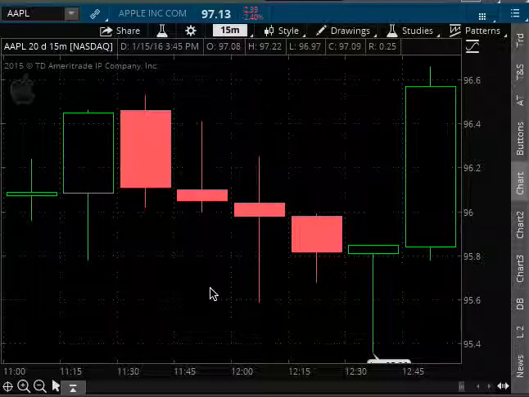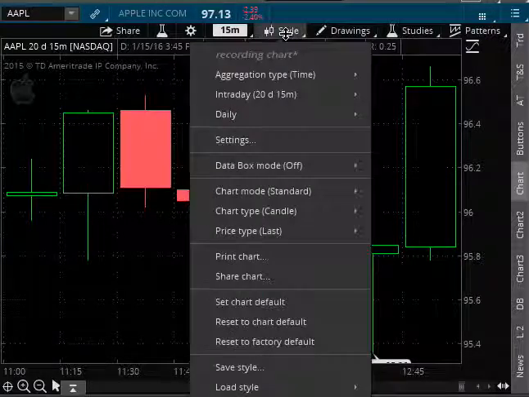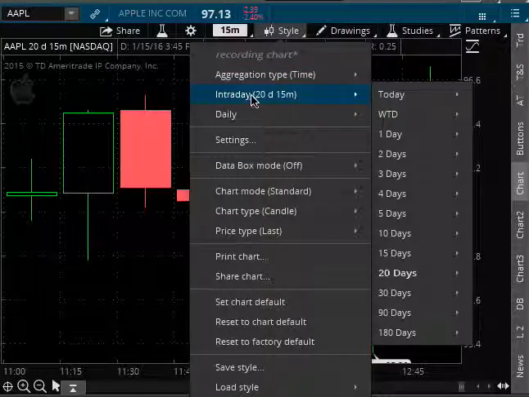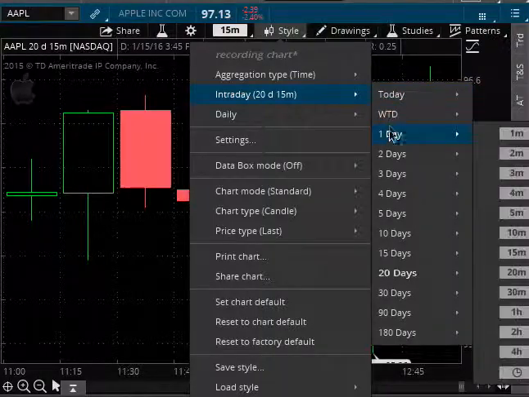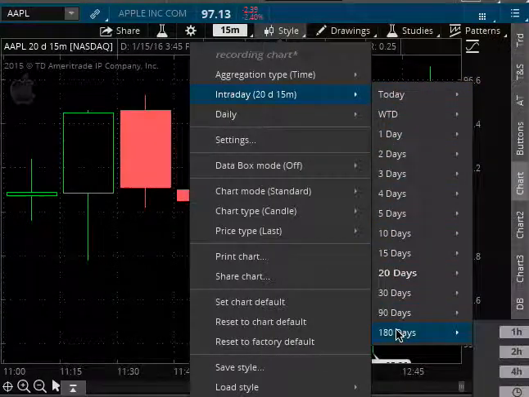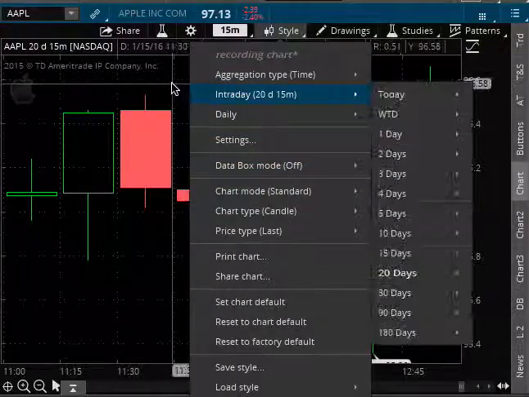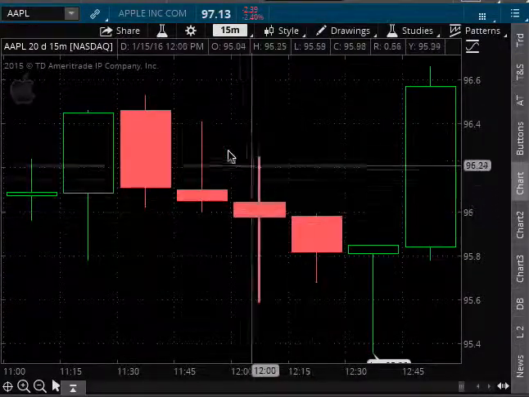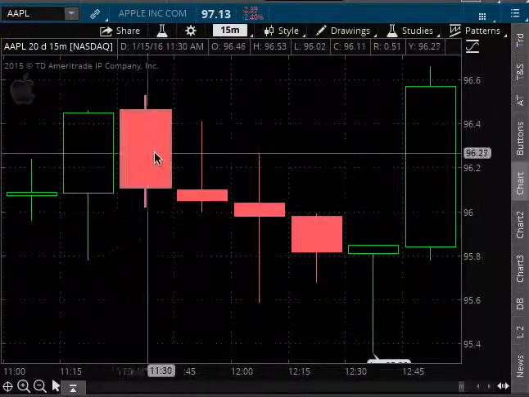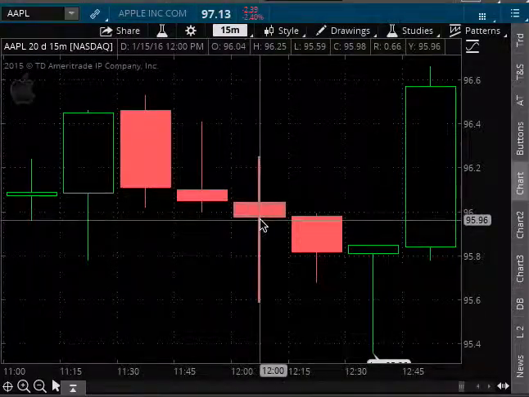If you are on the TOS or the Thinkorswim platform, you can go here, Style, and if you notice intraday, you can pick your time frame. This is a 20-day chart, 15-minute. You can go 1 day, 2 day, all the way up to 180 days. And you can pick 1 minute, 2 minute, 3 minutes, all the way up to an hour. Right now, we're going to look at the 15-minute chart. So each of these candles represents 15 minutes.